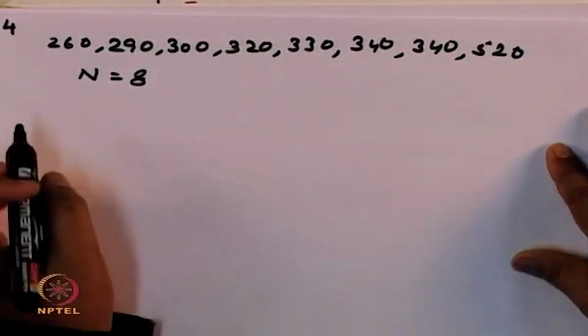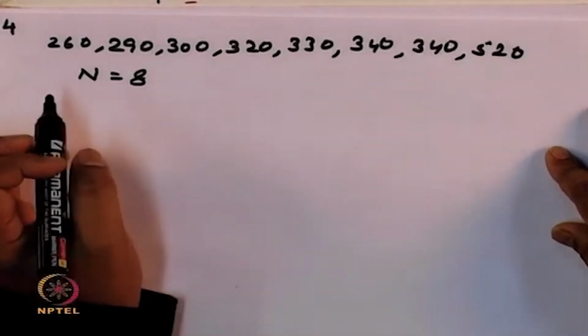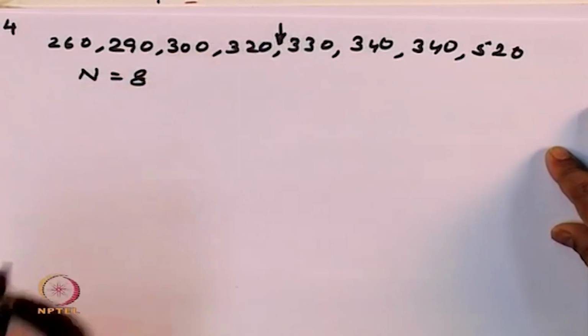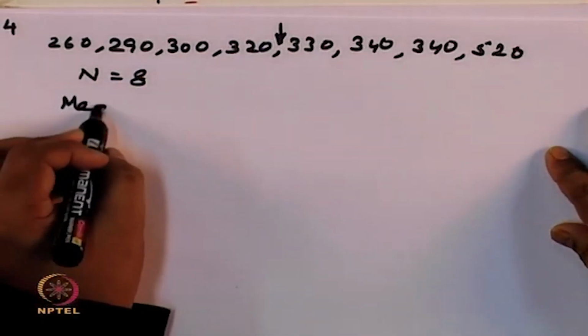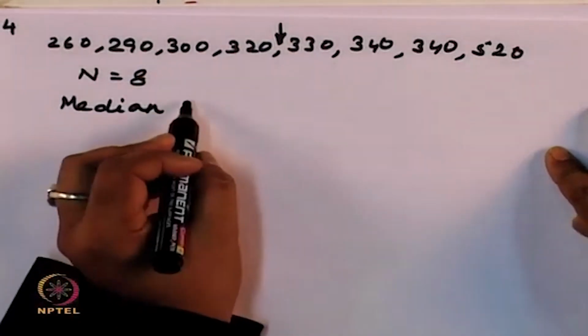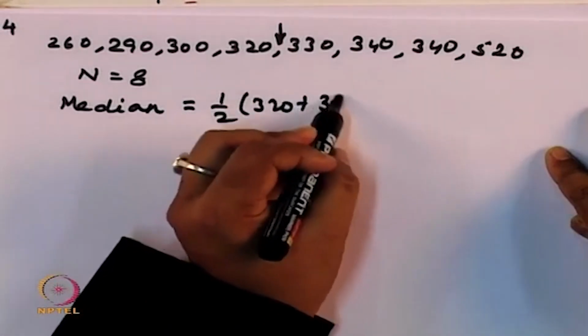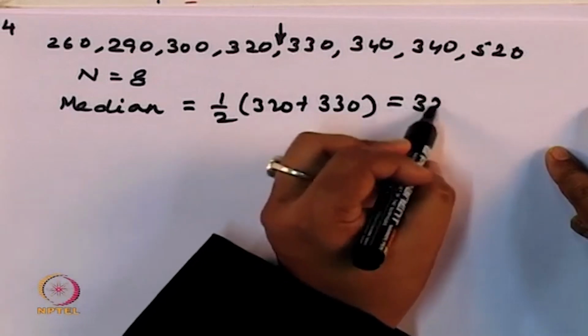N is equal to 8. That means my median position is going to be somewhere like this. My median value will be half of 320 and 330, equal to 325.